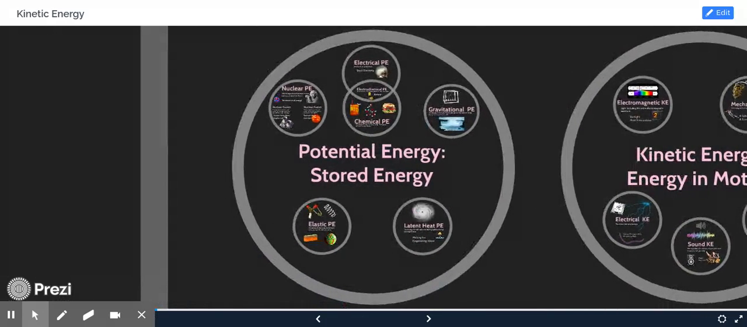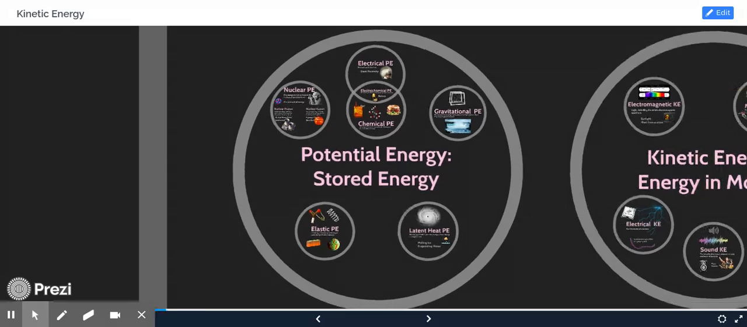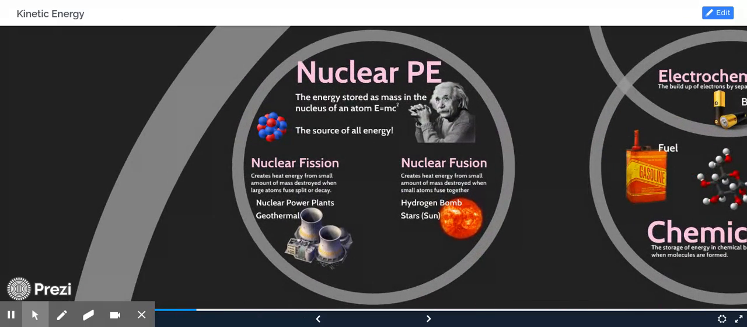So let's first take a look at the different types of potential energy. Nuclear energy can be thought of as the source of all energy. And the reason that's the case is because nuclear energy can be described from Einstein's famous equation E equals mc squared, where E equals energy, m equals mass, and c is the speed of light. So c squared is the speed of light squared. If you cover up the c squared, you get energy equals mass.